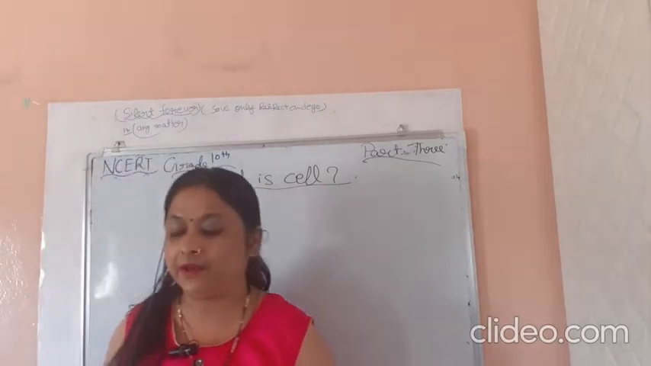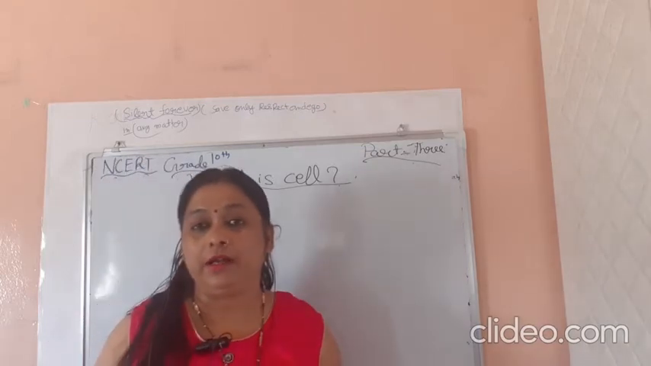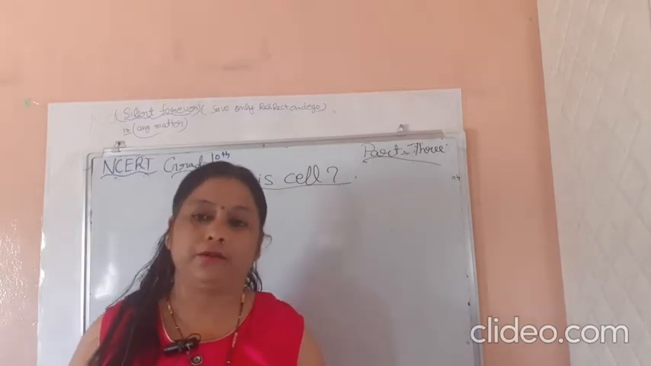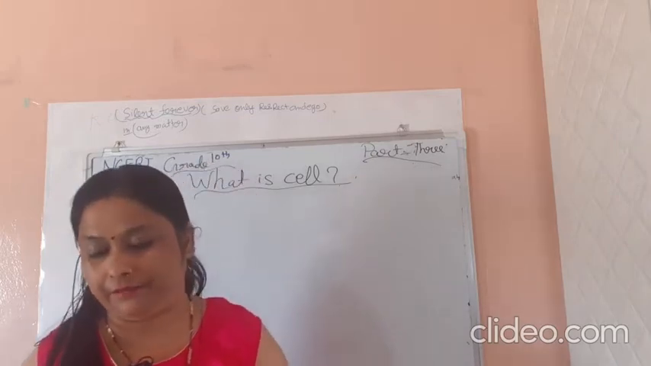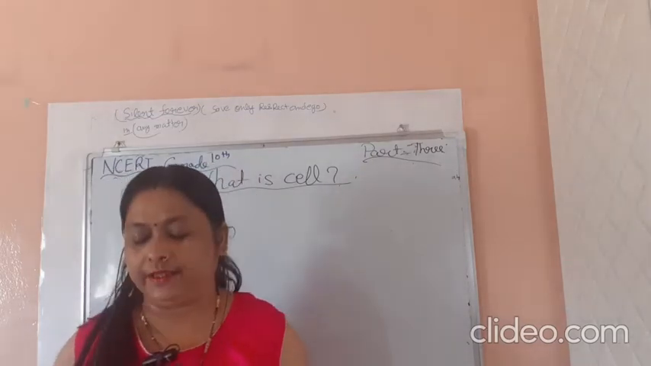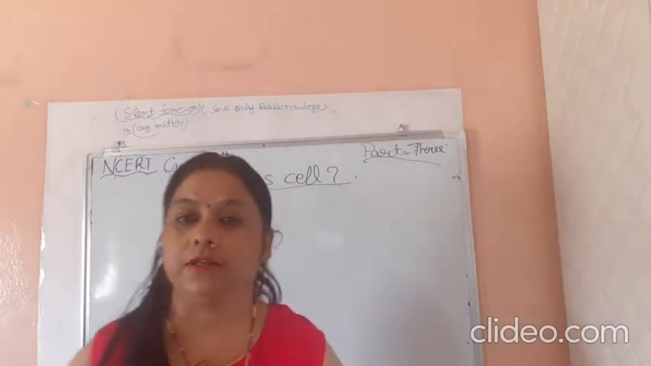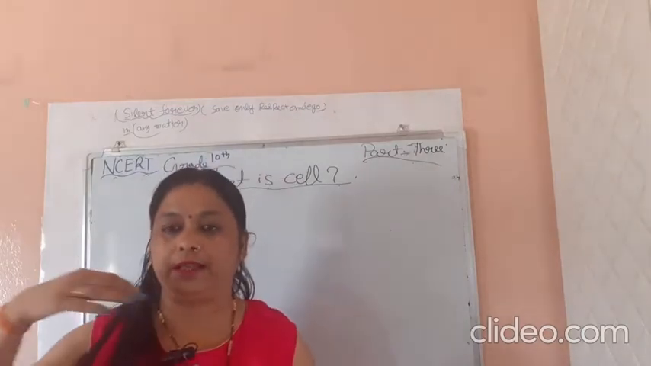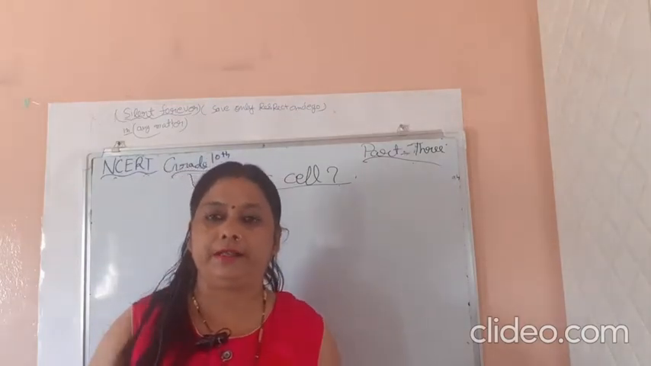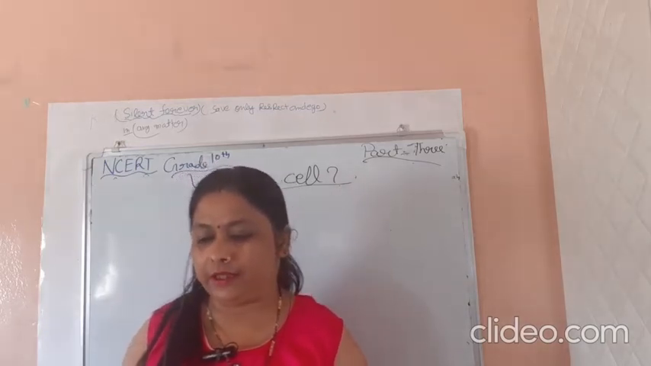In the previous session we already discussed the discovery of the cell. The scientist Robert Hooke discovered the cell in 1665, and we also already discussed the diagram of the cell. Here we only discuss the cell.